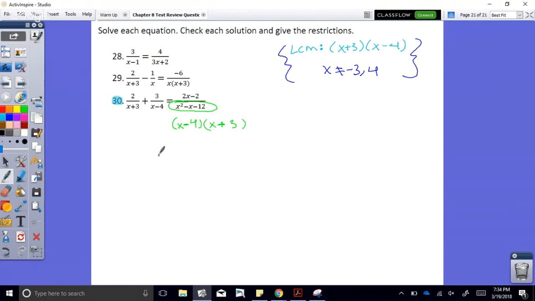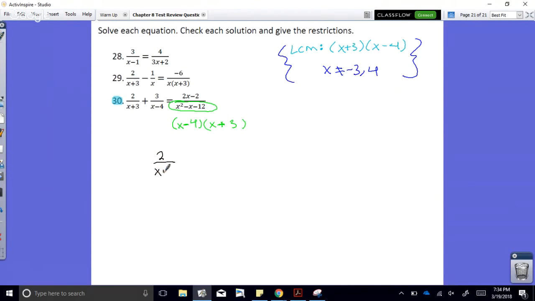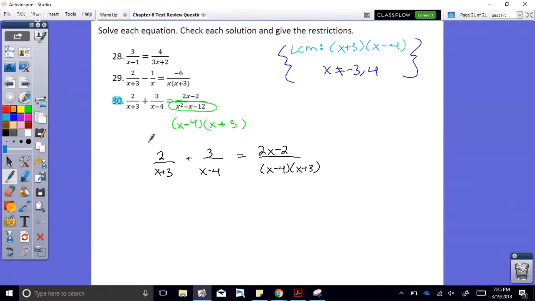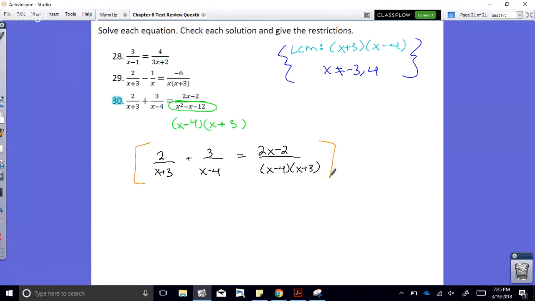So we have 2 over x plus 3 plus 3 over x minus 4 equals 2x minus 2 divided by x minus 4 times x plus 3. We said for solving, once we get the LCM, we're going to multiply everything by the LCM. So we're going to multiply everything by x minus 4 times x plus 3.